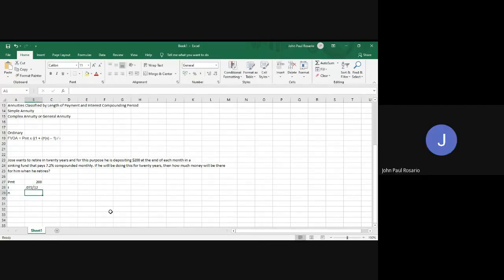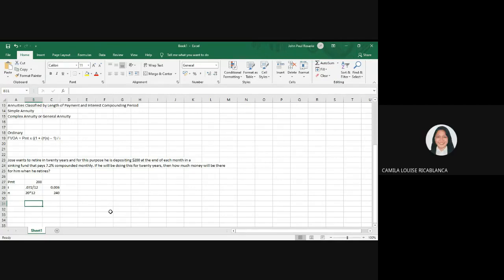Our N here is pila ka years? 20 years. So that's 20 times 12. Okay, so nata diri 0.072 over 12, and then 20 times 12. Okay, so with that, we can solve now for our future value. When it comes to identifying whether it is future value or present value, when we say future value, ang gipangutana is amount in the future. While when we say present value, ang gipangutana is amount karon. Okay?